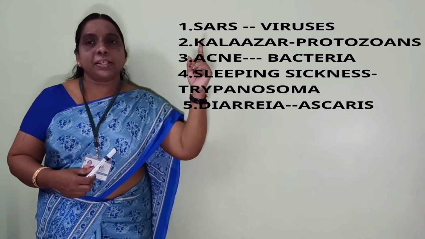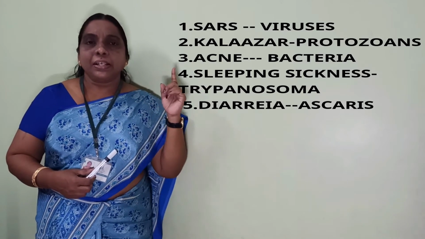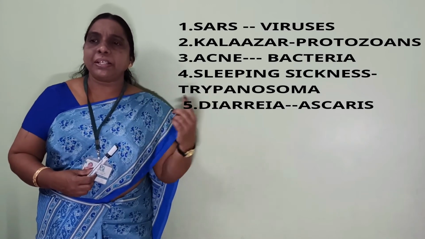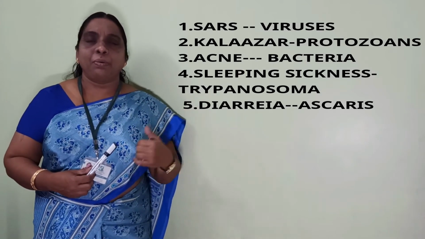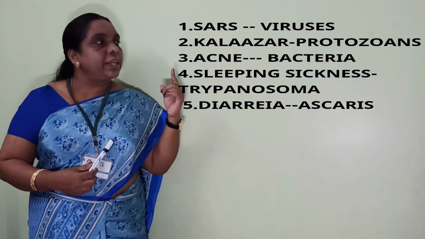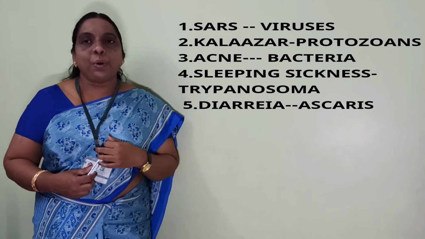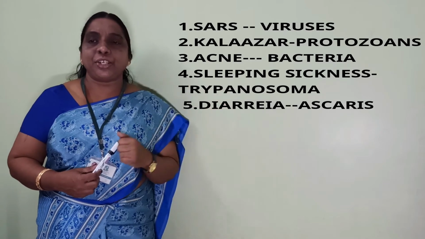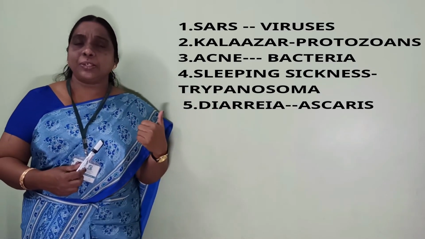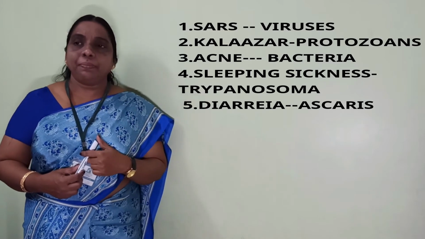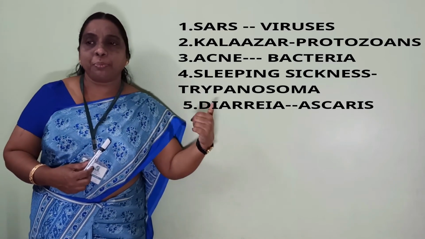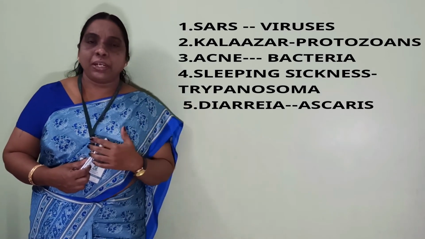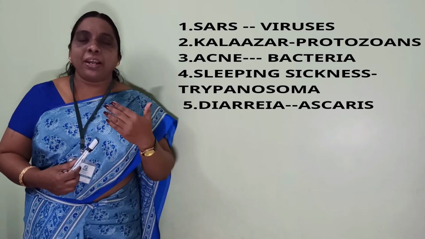The first one is SARS, the second one is Kala Azar, the third one is acne, the fourth one is sleeping sickness, and the fifth is roundworm. Okay, once again, look here. SARS is caused by a virus, and Kala Azar is caused by a protozoan named Leishmania. Acne is caused by Staphylococci bacteria, sleeping sickness is caused by Trypanosoma, and the roundworm disease is caused by Ascaris lumbricoides. So now let me explain one after the other.